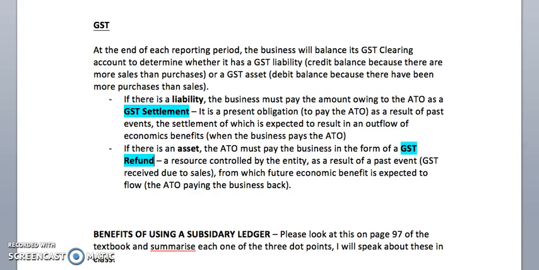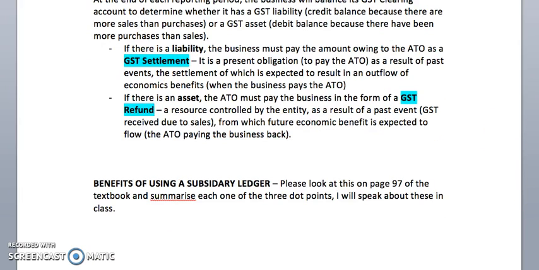Make sure you read through all of that, and the benefits of using a subsidiary ledger. So I want you to look through each one of these. I'm going to talk about each one of these in class. I just want a summary of each of the 3 dot points there, please. Okay, thank you very much.